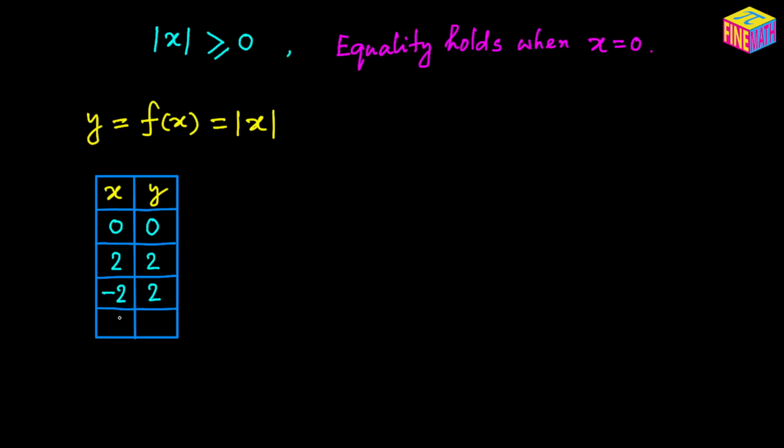And similarly, if we take another positive number or negative number, let's take maybe negative 5. If we take negative 5, then also y would be positive 5 because the absolute value of a negative number is again the non-negative magnitude of that number.